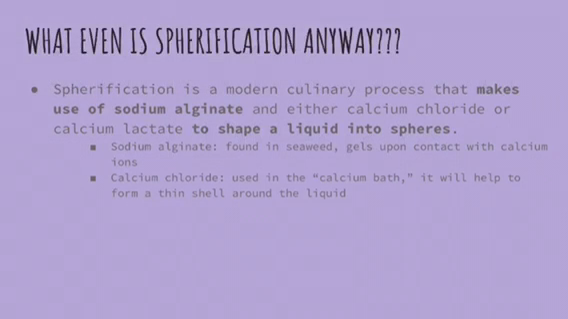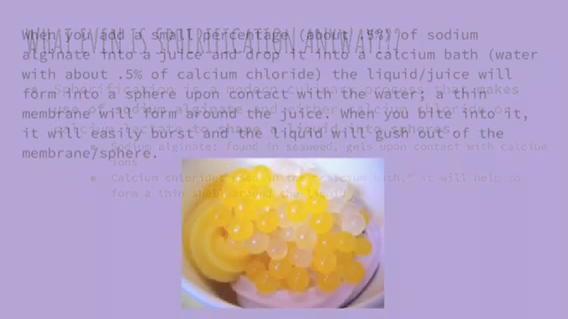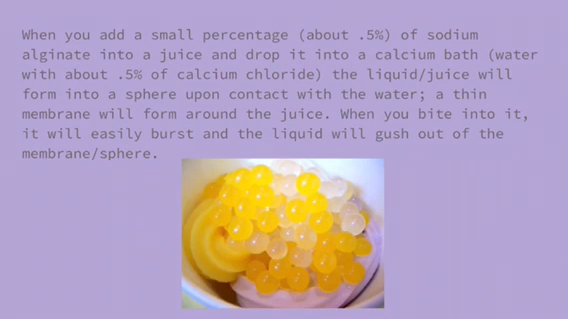So, spherification is a newer type of culinary process and it makes use of sodium alginate and some type of calcium solution. It's usually calcium chloride and it basically forms a liquid into spheres. So, what would commonly happen, or the most basic process, is you would add a small percentage of sodium alginate into a juice, and then you would take a bowl of water and add a small percentage of calcium chloride into the water, and you would drop the juice into the water and it would basically form like a thin membrane around the juice, so it would look like a sphere.